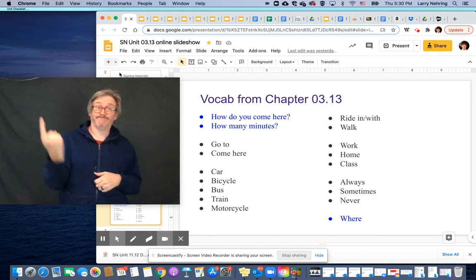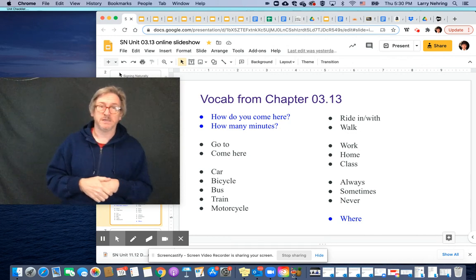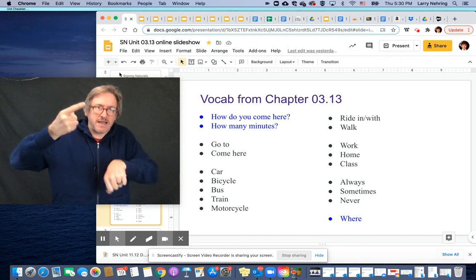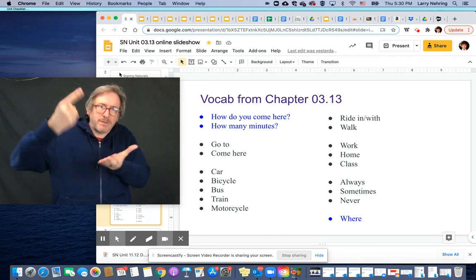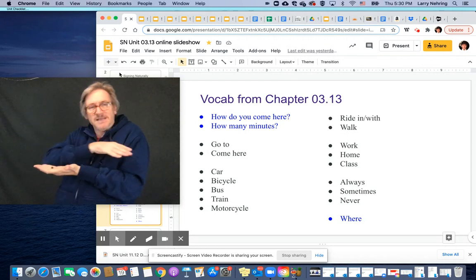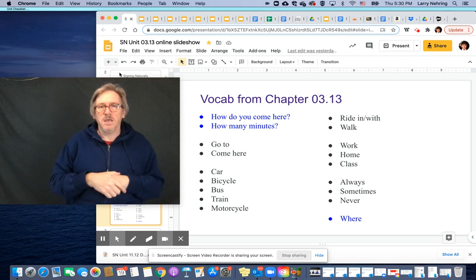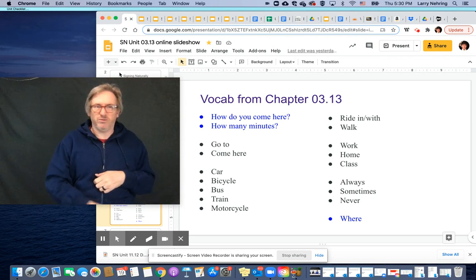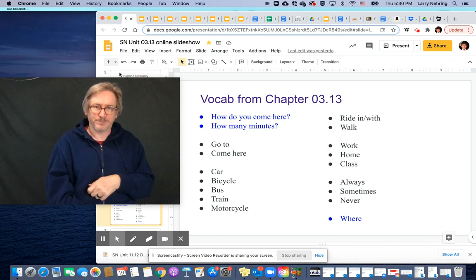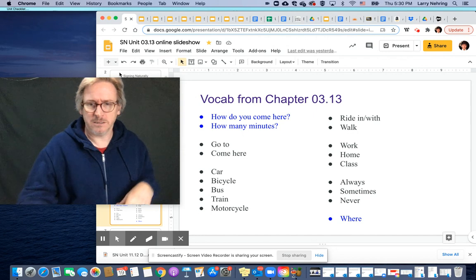Always. 100% of the time. Always, always. Sometimes, just tap it once in a while. It's kind of like don't, but it's in the palm of the hand. Sometimes you're doing a circle. So it means not all the time, but every so often. Never. Just slash a 7 in the air. Never. And where.